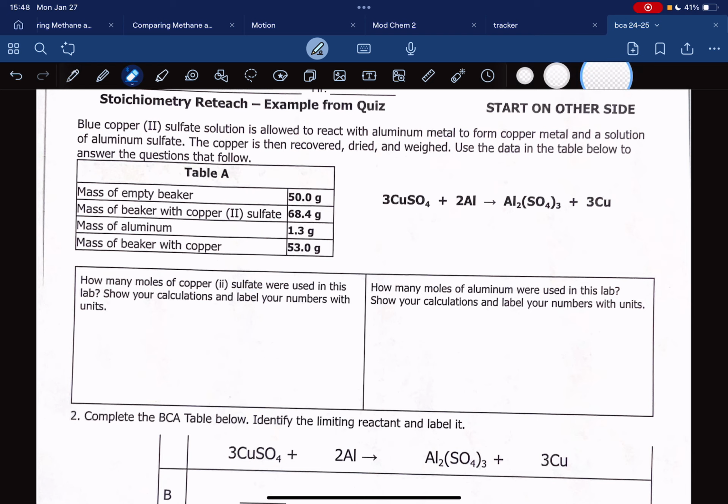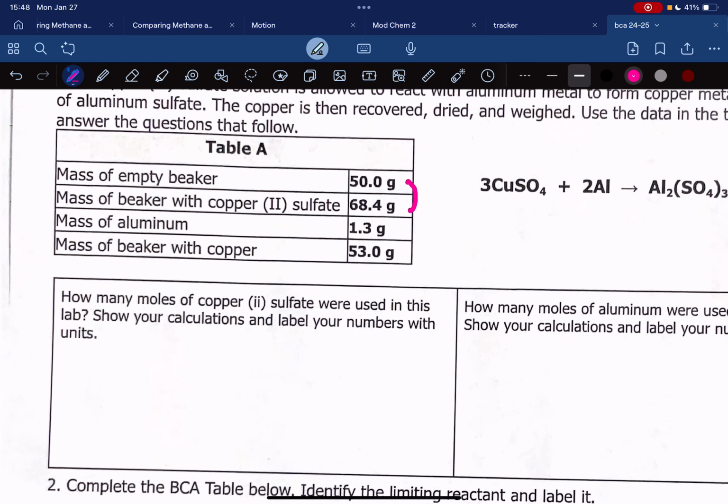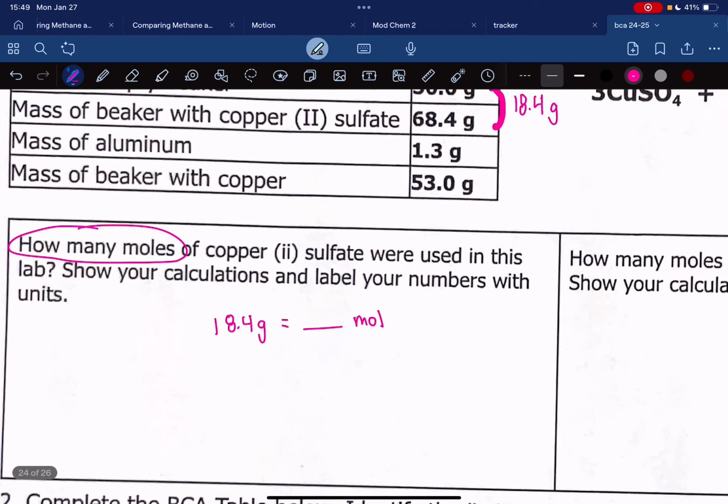So using my data table here, I can see that the empty beaker weighs 50 grams, and the beaker with the copper 2 sulfate in it is 68.4. So that is a difference of 18.4 grams. So that must be the mass of my copper 2 sulfate. So I'll say 18.4 grams equals some number of moles, because I'm looking for how many moles. Now, in order to figure that out, I'm going to have to know the mass of 1 mole of copper sulfate, and that is the molar mass.